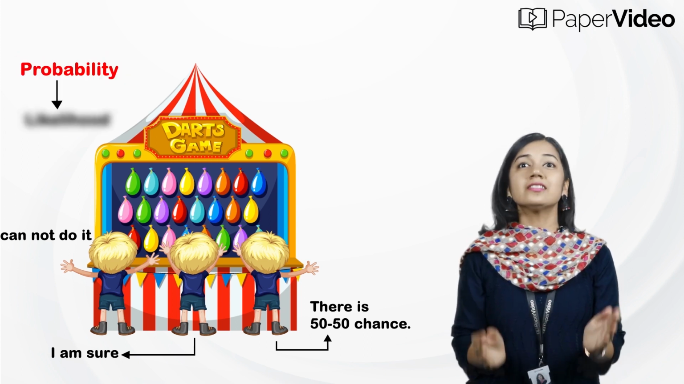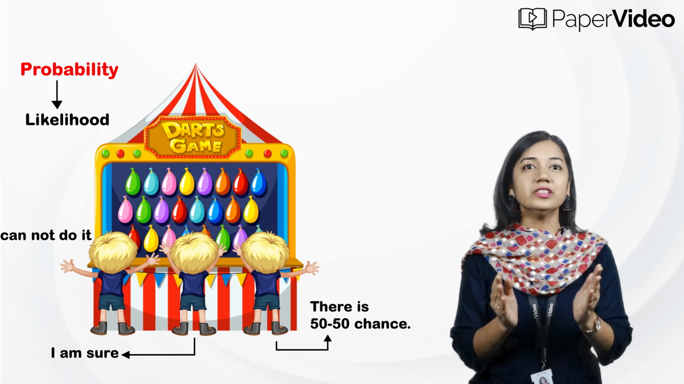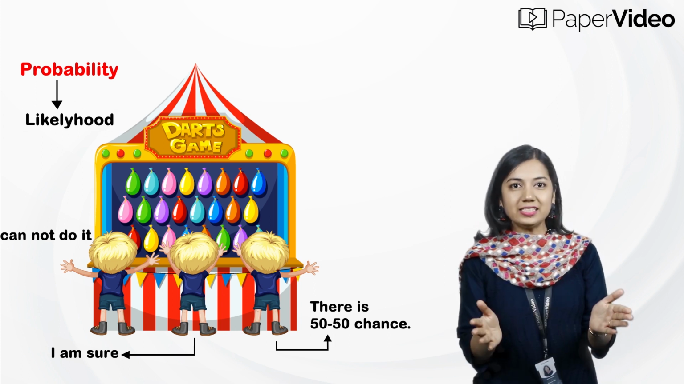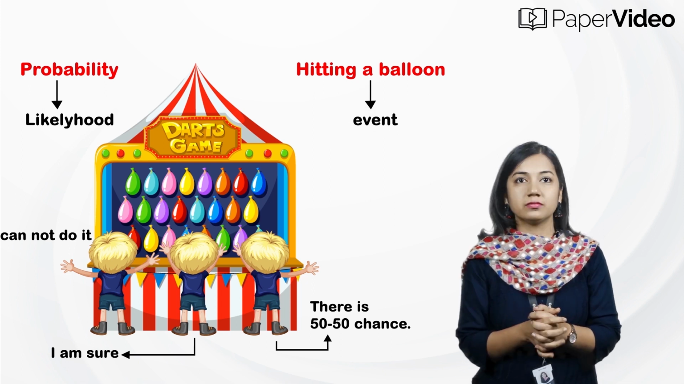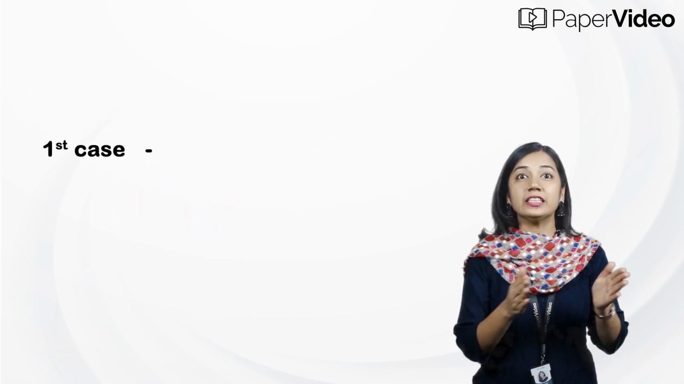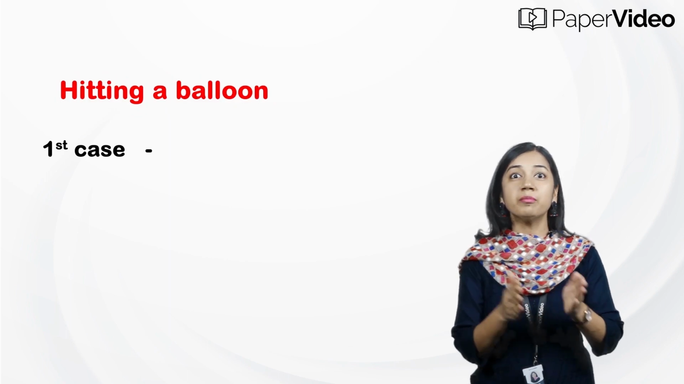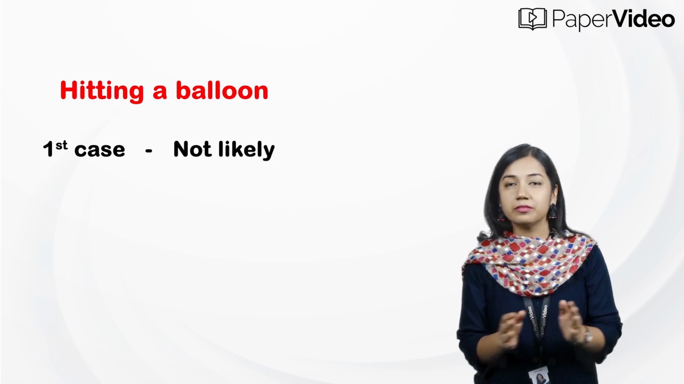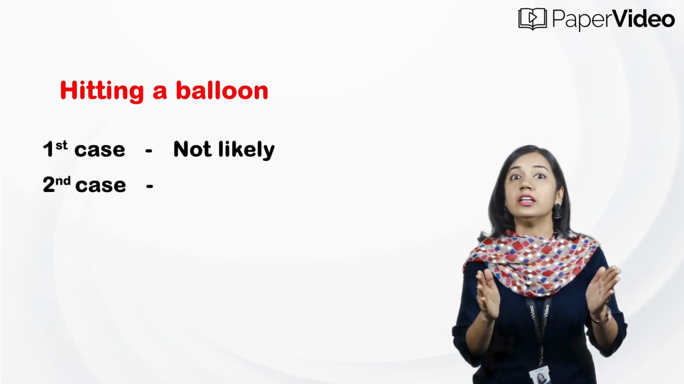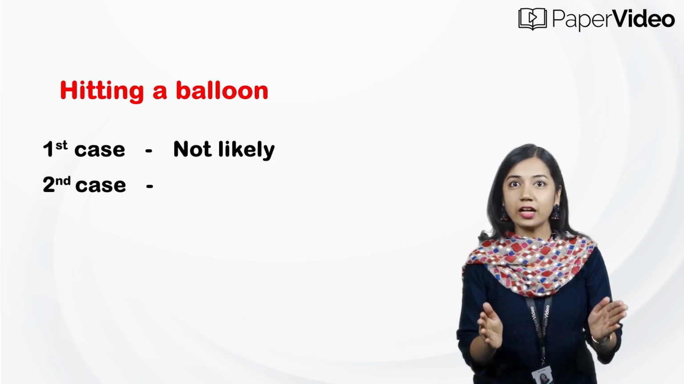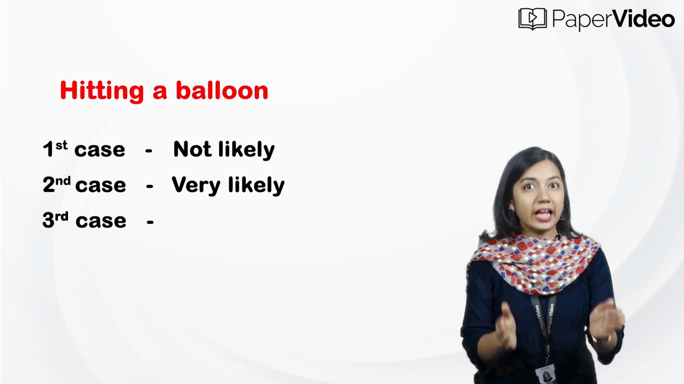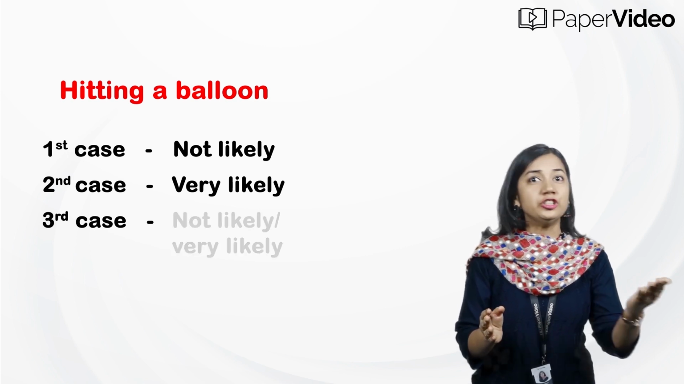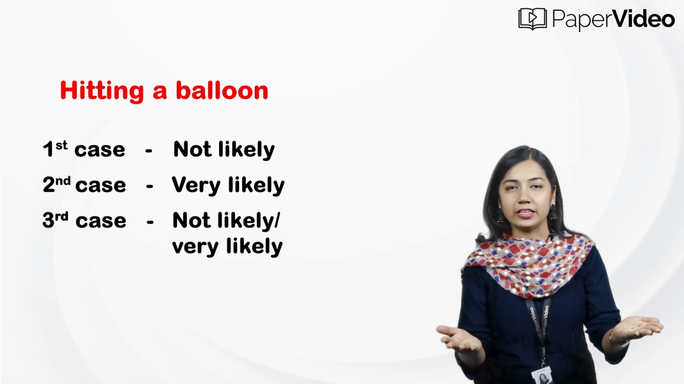Probability tells us the likelihood of an event to occur. In this example, the event is hitting a balloon with a dart. In the first case, the likelihood of hitting the balloon is not likely. In the second case, the likelihood of hitting the target is very likely. And in the third case, the likelihood lies between not likely and very likely.